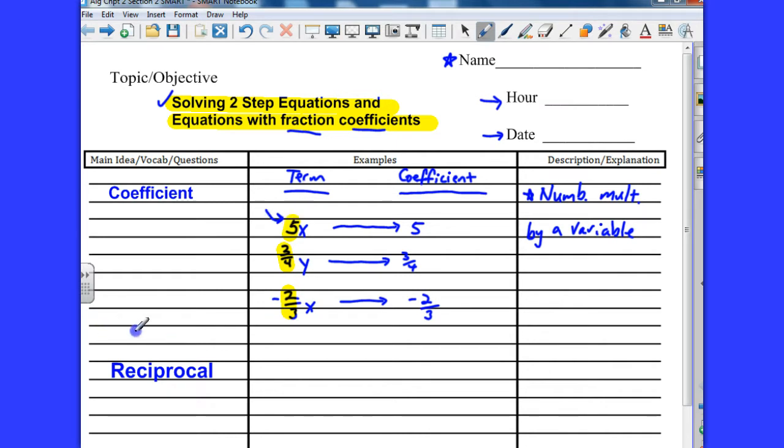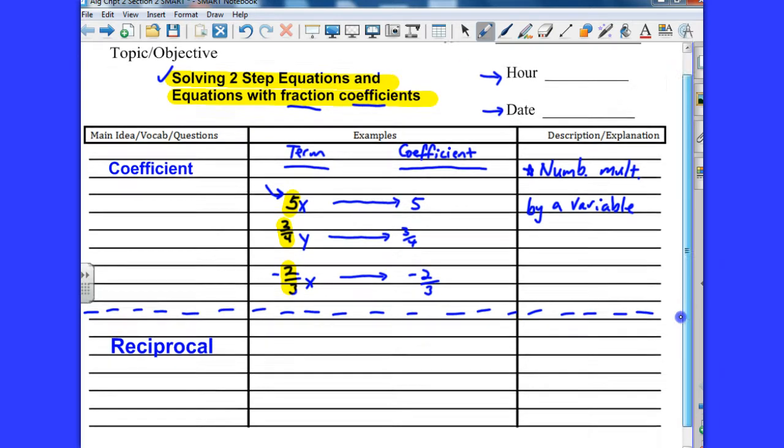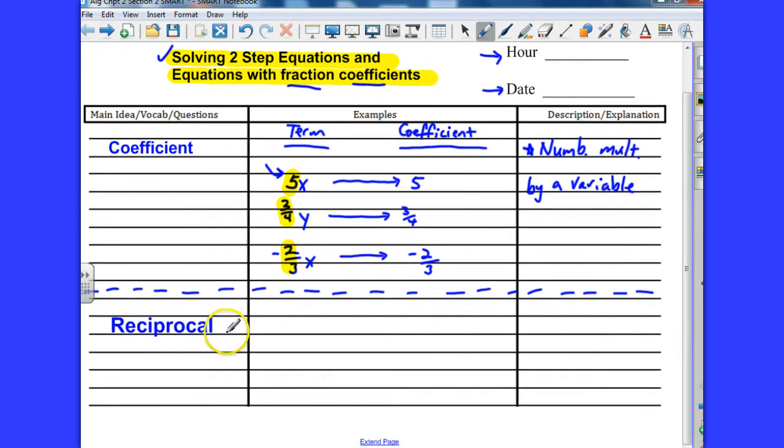All right, once that's down, what I would like you to do is draw a barrier line. I usually like to use a dotted line. You can do a solid line. You can fill in the whole line. But what we are doing here is we are separating our notes. So we're done with coefficient. We're going to go down now and talk about this word reciprocal.